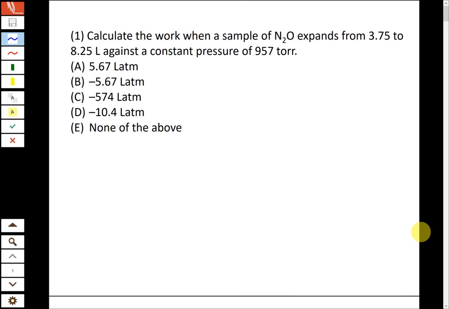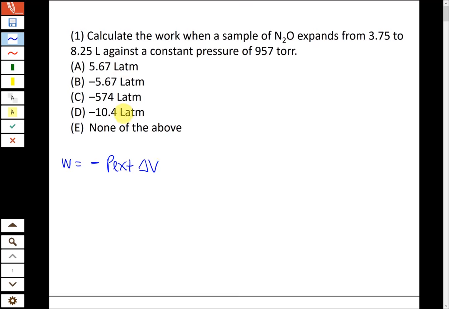Whenever you see a problem that asks you to calculate the work, there's really only one equation to worry about, and it's pretty simple. The work is equal to the negative external pressure times the change in volume, delta V. So it's just 2 terms you have to multiply together. The only thing to be careful about when you do problems like this, as is true for a lot of problems in this section, are the units.